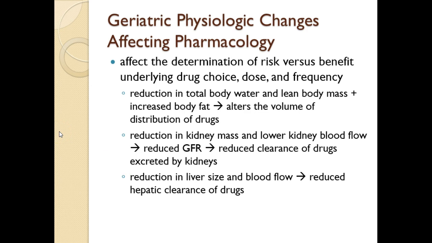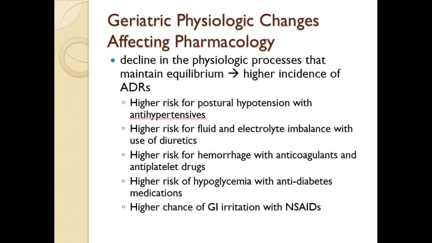So some physiologic changes that could affect their pharmacology: they have reduced total body water as well as lean body mass, so this could alter the volume of distribution of drugs. They will have reduced kidney mass as well as lower kidney blood flow, which will reduce the glomerular filtration rate. This will result in reduced excretion of the drug. Reduction in liver size and blood flow results in reduced hepatic clearance or reduced metabolism of the drugs.